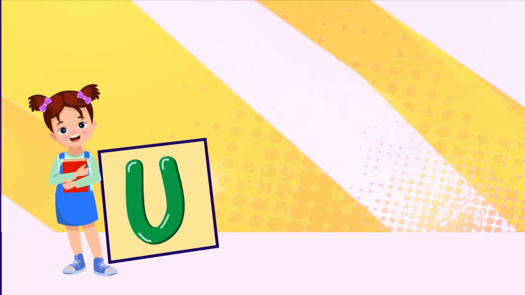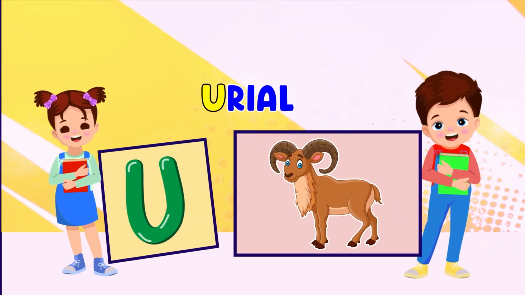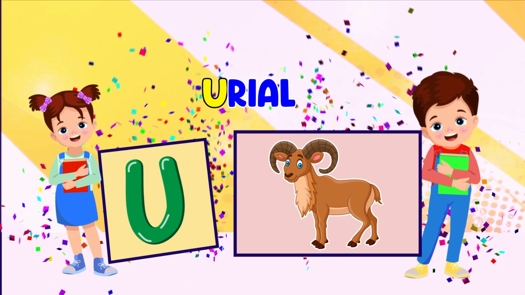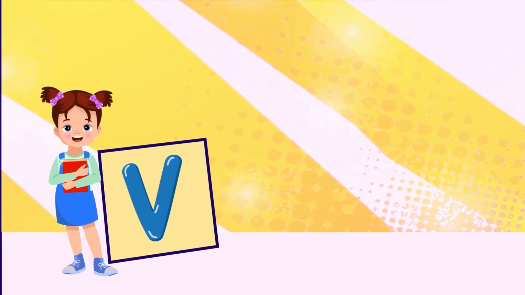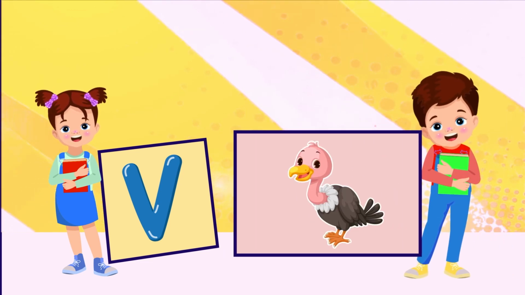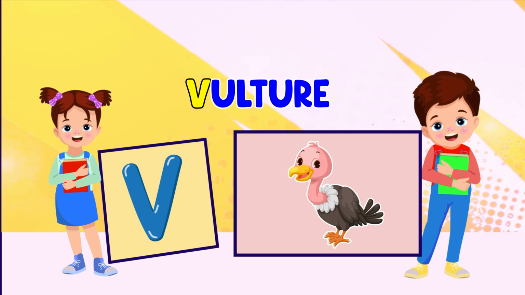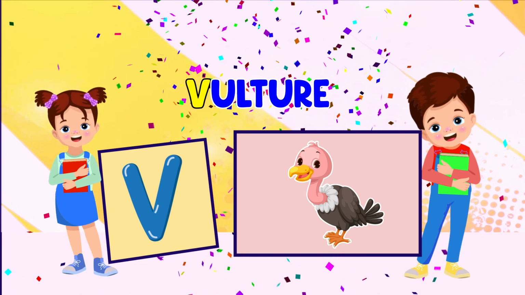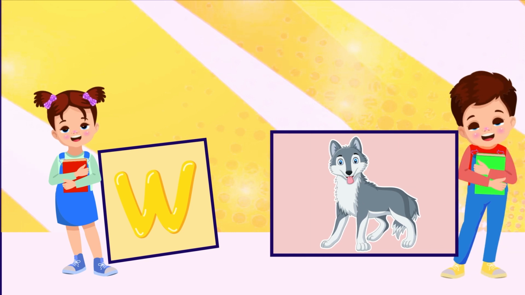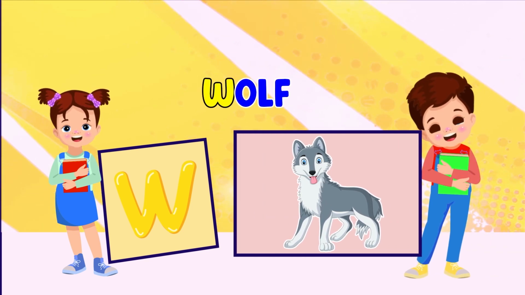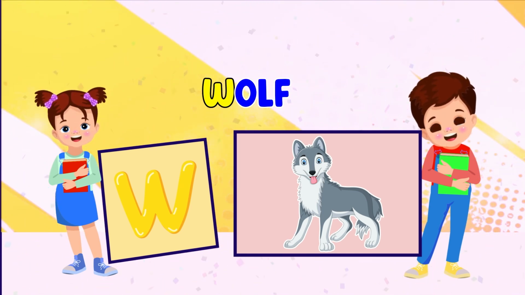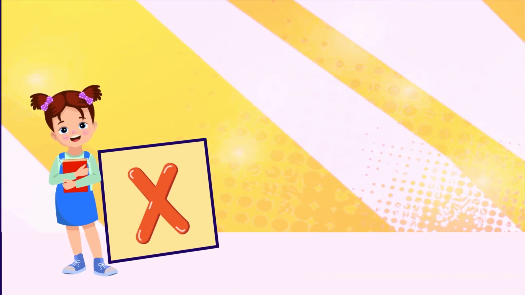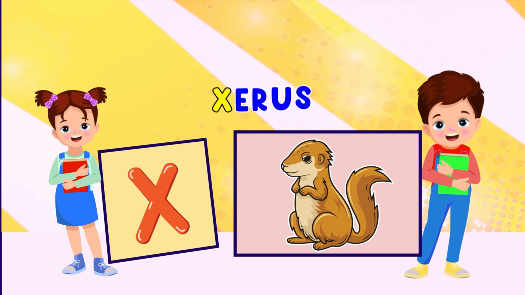U is for Oreo. V is for vulture. W is for wolf. X is for Zaris.